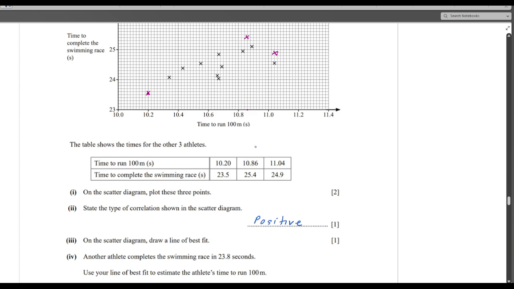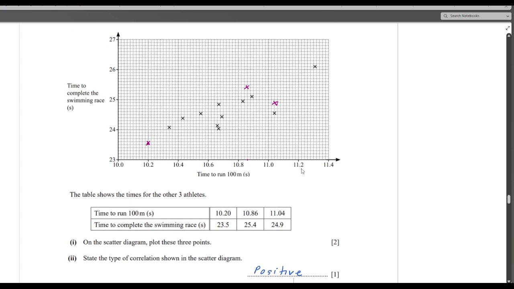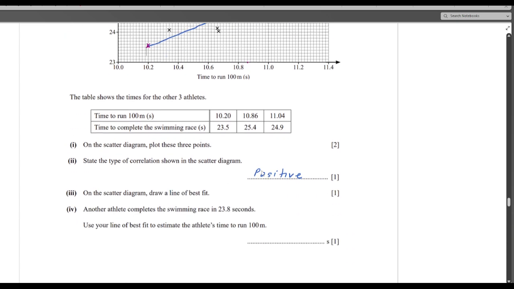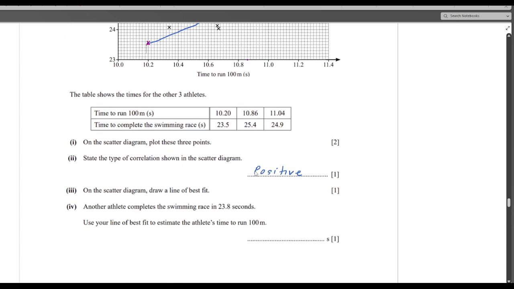On the scatter diagram, draw the line of best fit. Now the line of best fit is a line which is near to the majority of the points. So I will draw a line which may pass through some of the points, but it will be very close to the majority of the points. So like this you can draw the line. On the scatter diagram we have drawn the line.